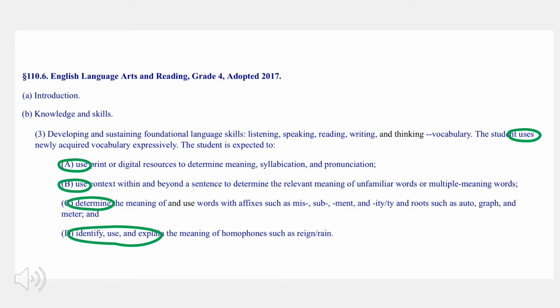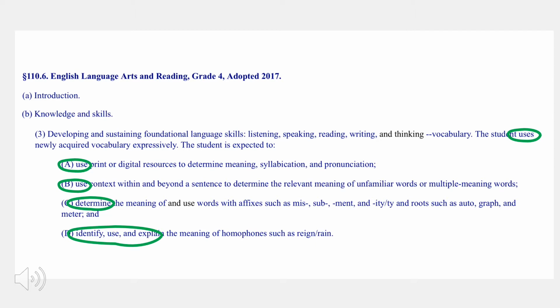Alrighty, so we've already circled the verbs, which again are the actions the students need to perform. We're now going to underline the concept. What is the main point of the TEKS? This is going to help us develop a strong lesson plan. So usually the concept follows the verb. So we've already identified for A the verb, which is use print or digital resources to determine meaning, syllabication, and pronunciation. Now the concept for this would be print or digital resources.